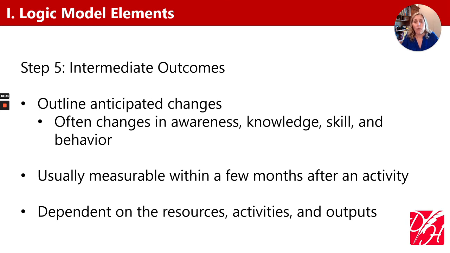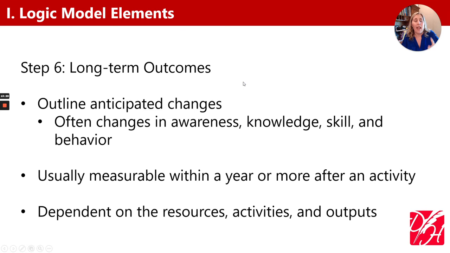Here you are sharing the theory. By having your target audience, your community participate in these activities, this is what we expect for our intermediate outcomes. Well, intermediate outcomes take us a few months past the activity. After that, if we were still thinking about our conveyor belt, where would that take us? That would take us to long-term outcomes. Long-term outcomes, you guessed it, thinking about anticipated changes in awareness, knowledge, skill, and or behavior.